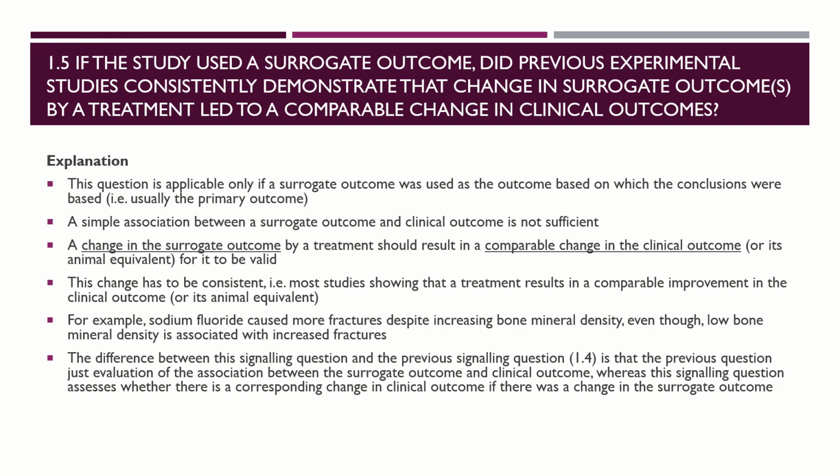The next signaling question also relates to the surrogate outcome. So signaling question 1.5 is, if the study used a surrogate outcome, did previous experimental studies consistently demonstrate that a change in surrogate outcomes by a treatment led to a comparable change in clinical outcomes? So, how is it different from the previous signaling question? Of course, this signaling question is also applicable only if a surrogate outcome was used as the main outcome.